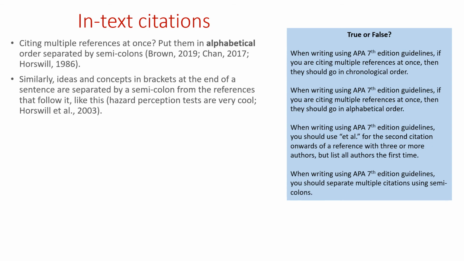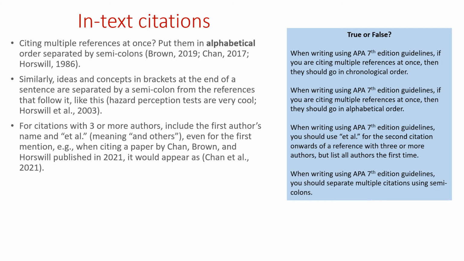Second point, ideas and concepts. If you've got ideas and concepts that you want to put in brackets, and then you've got a citation that is a go-to point for that idea and concept, then you stick it in a bracket with a semicolon. It's easiest to show in an example. At the end of a sentence, I say something like, "Hazard perception tests are very cool," semicolon, and then the reference that supports that statement.